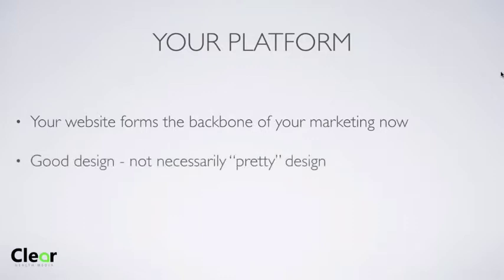The other aspect is that you want good design to that website. When I say design, I don't necessarily mean pretty design, though you want it to look attractive, but you really want it to be the best it can be in terms of conversion optimization. There are certain characteristics that a good website has that enable you to increase the conversions and deliver the message that you want to deliver.